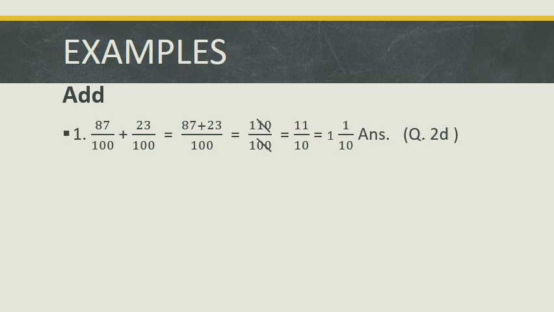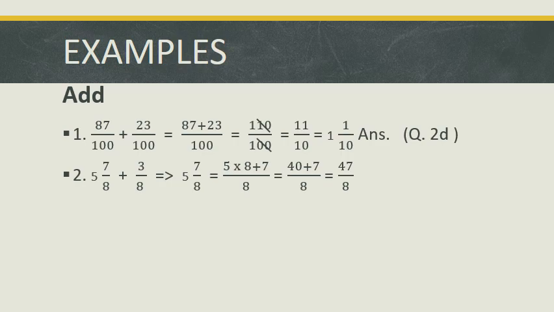So 110 upon 100. Children, we will cancel the common 0 in the numerator as well as in the denominator, and so our answer will be 11 by 10. Now children, this is an improper fraction, so we can change it into a mixed fraction. So what will be our answer? 1 1 by 10. So this is the answer. And children, this question is question number 2D of your exercise 7C. Now let's move to the next example.